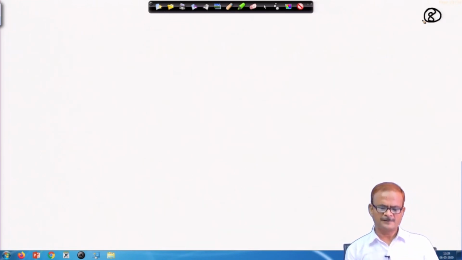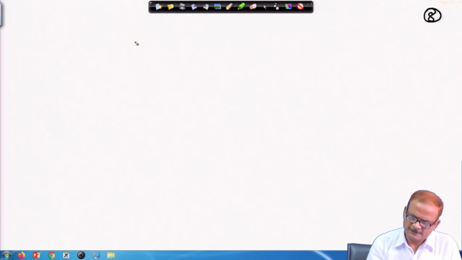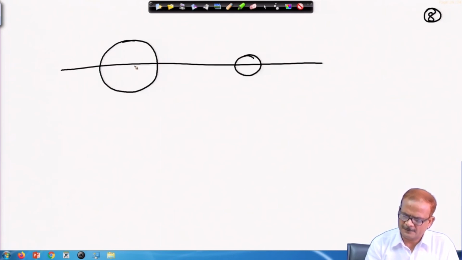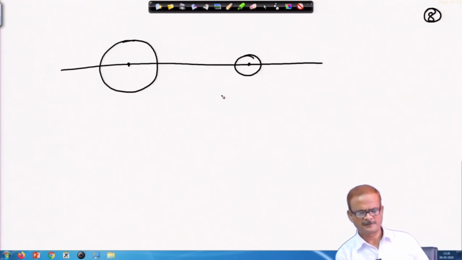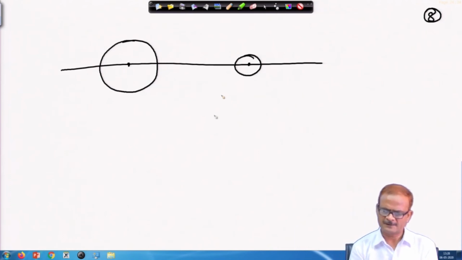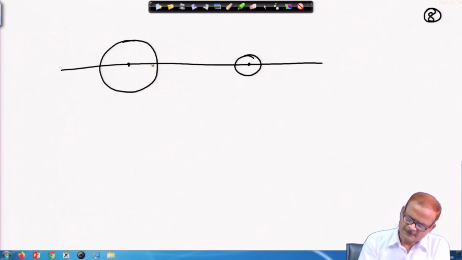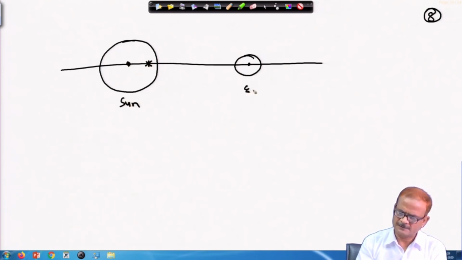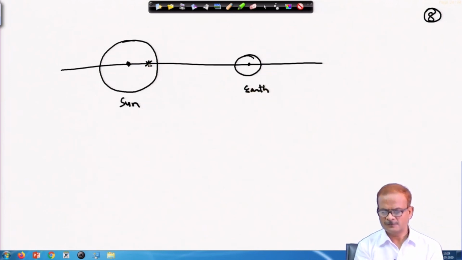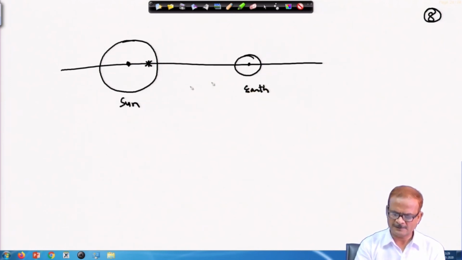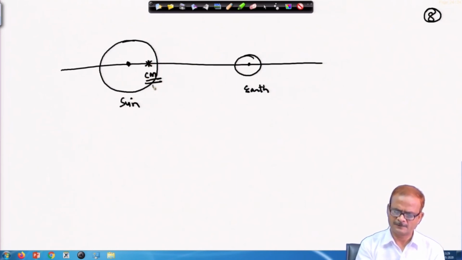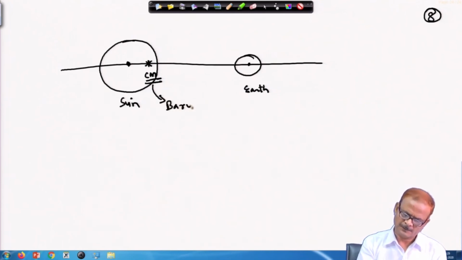Now, one very important thing I would like to point out. Say in the case of the sun earth system, this is not only the sun and earth, but the other planets are also present, but let us forget about the other planets. In the sun earth system, the center of mass lies somewhere inside the sun. So, this is the sun and this is the earth. Both the earth and the sun are moving about the mutual center of mass, which we call the barycenter.